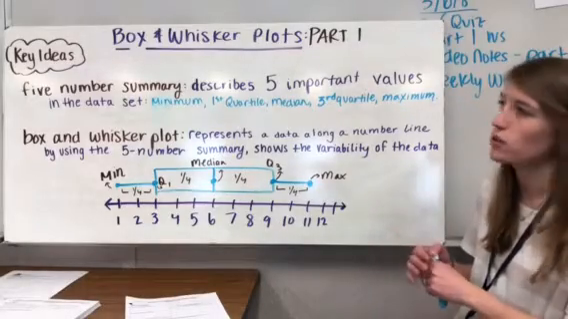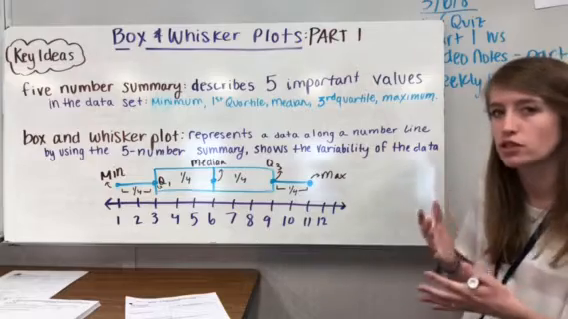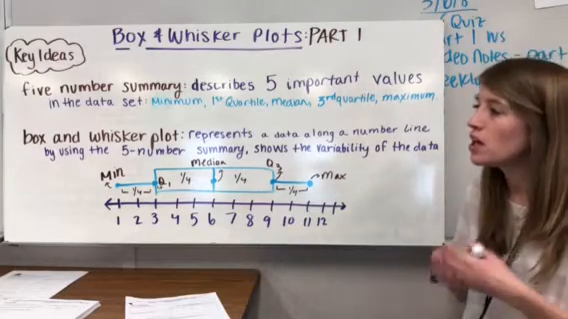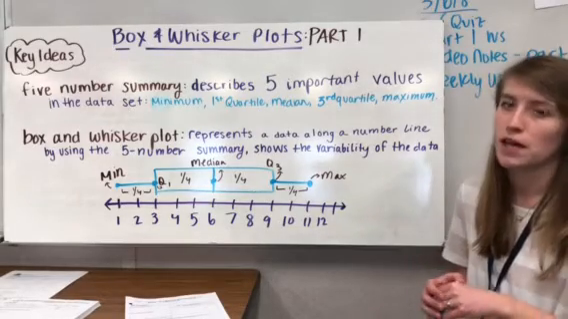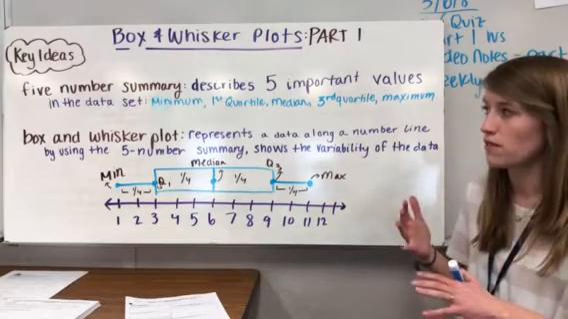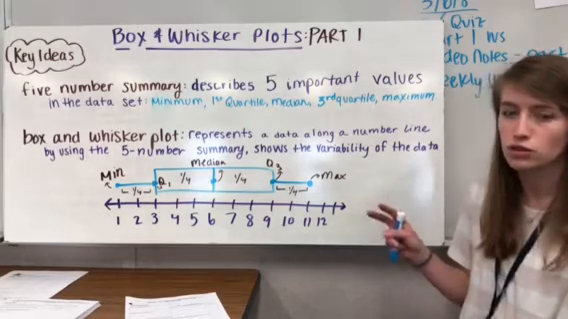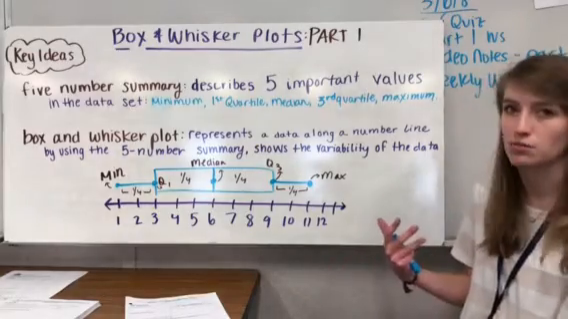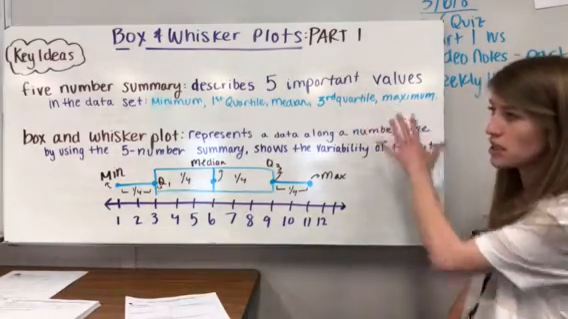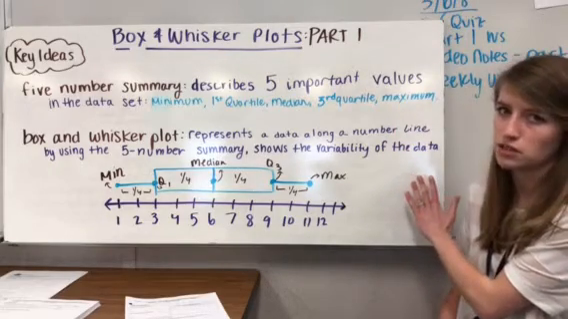Hi everybody, today we're discussing box and whisker plots. This is part 1, so we'll just talk about how we construct them and analyze them. A key idea before we start: we have something called a 5-number summary that describes 5 important values in the data set. Those 5 values are the minimum, the first quartile, the median, the third quartile, and the maximum. We use these values to help us construct our box and whisker plots.